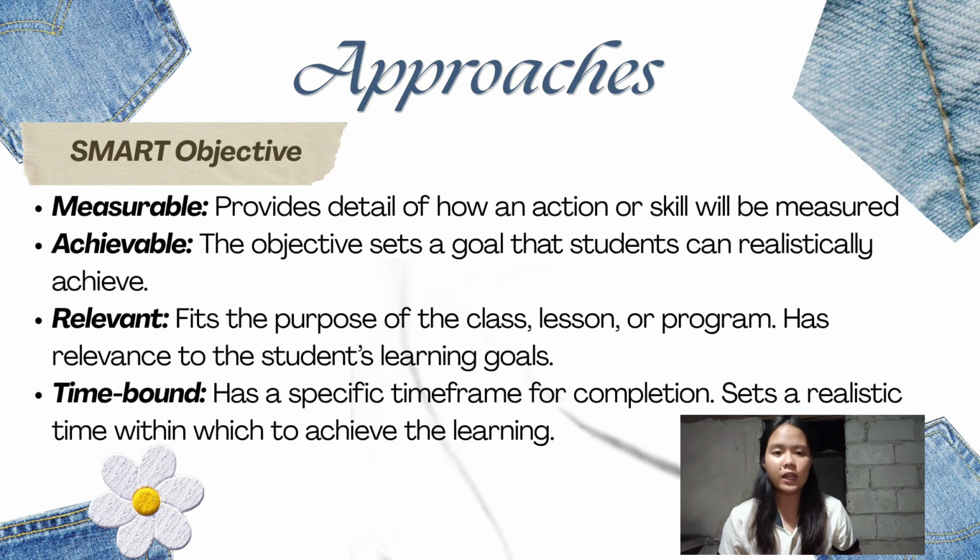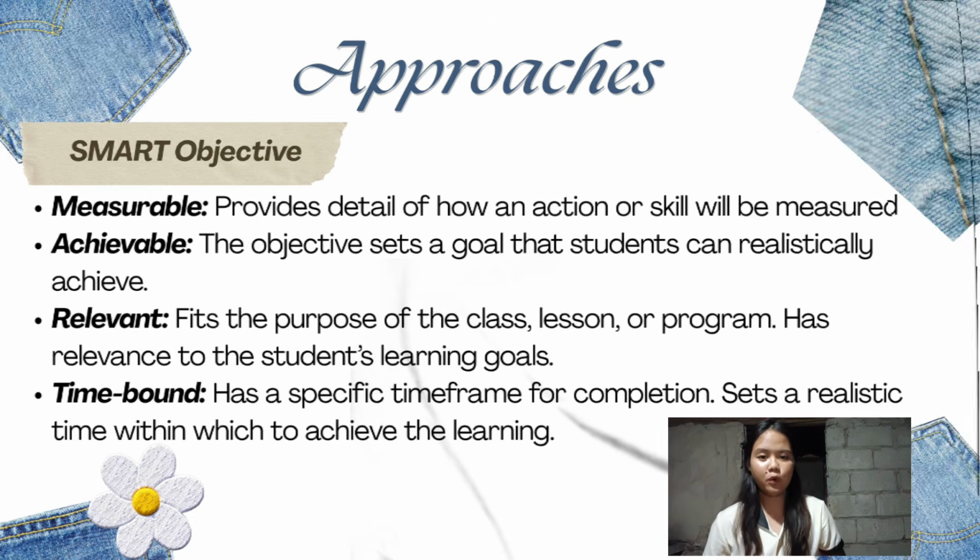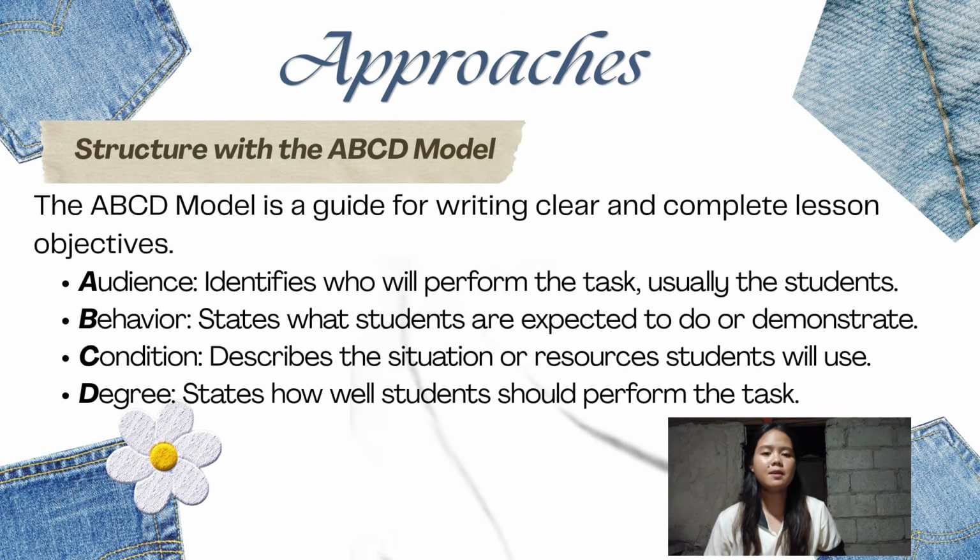The phrase "by the end of the lesson" tells us when the students should accomplish that specific task. In conclusion, SMART objectives basically help us make our lesson clear, realistic, useful, and easier to check. Now let's move on to another approach called the ABCD model. ABCD stands for audience, behavior, condition, and degree. It is simply a guide that helps us make sure our objectives contain the important information we need.